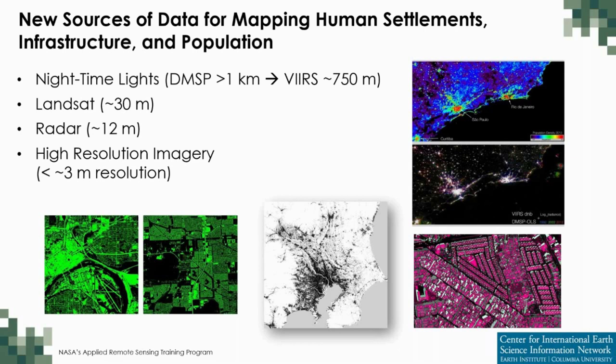But just to summarize, from the remote sensing viewpoint, there are a number of data sets that have emerged over the years that have been used to improve the mapping of settlements, of infrastructure, and population. So with Landsat, we had 30-meter resolution data, with radar on the order of 12 meters. And then, of course, commercial sources of satellite imagery with 3-meter or even under 1-meter resolution. And these allow people to understand where buildings are and associate population with those buildings.